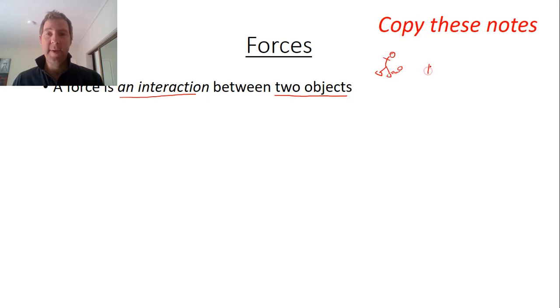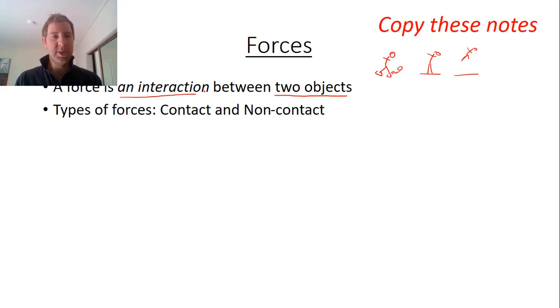I stand on the ground. At the moment, I'm interacting with the ground. When I'm off the ground, I'm no longer interacting with the ground, so there's no force between me and the ground anymore. So it's really important that it's between two objects. You can't have a force with just one object, and it's an interaction between those objects.